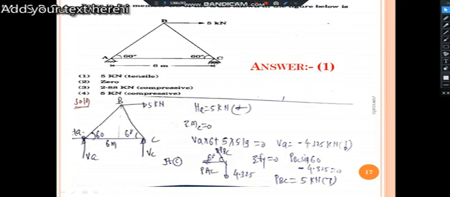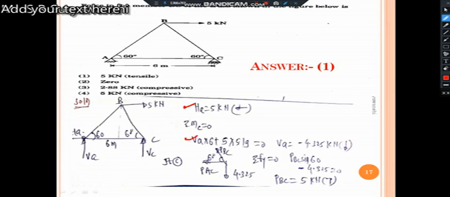Force in member BC for the truss shown in figure is. Clear? Now the truss is given and we have to find out the force in member BC. So initially find out the reactions. So summation Fx, you will get HA, then moment at point C, you will get VA.